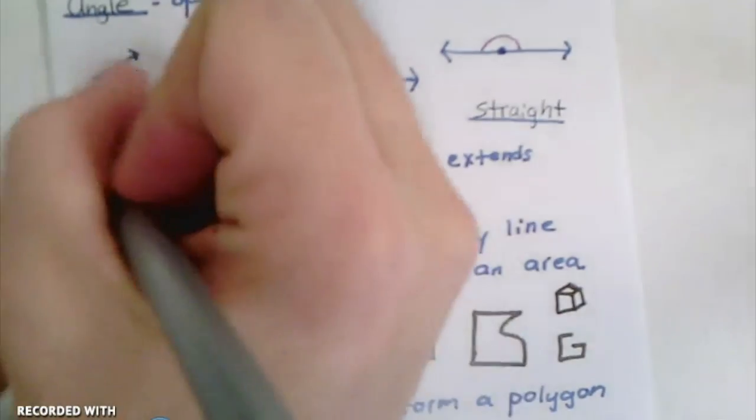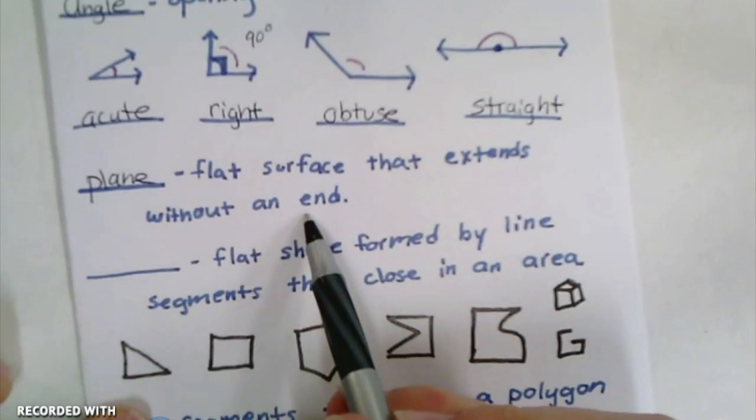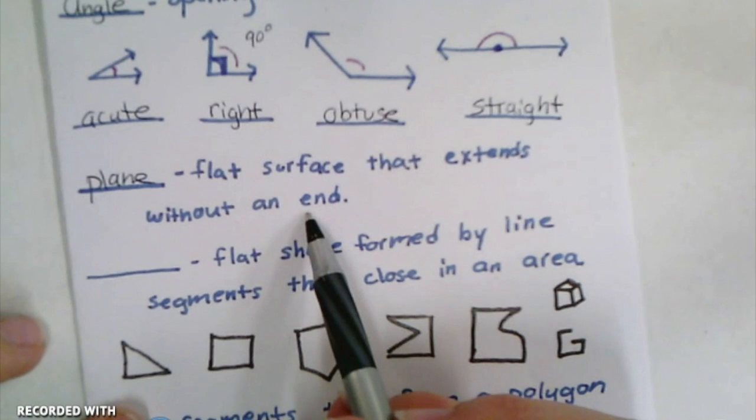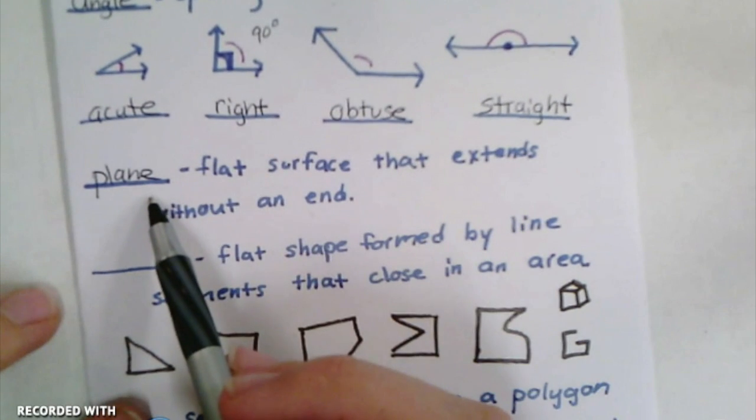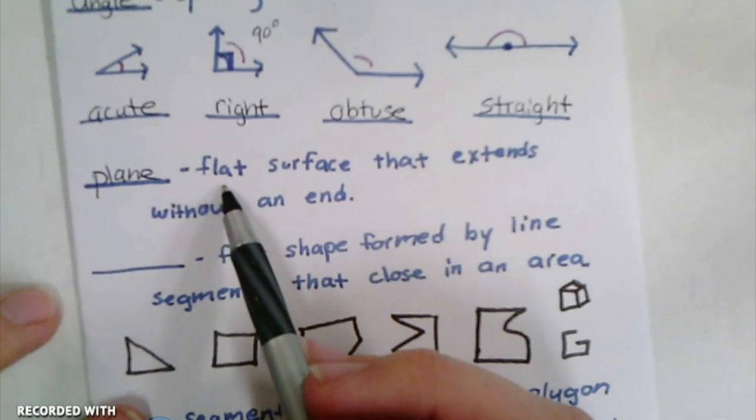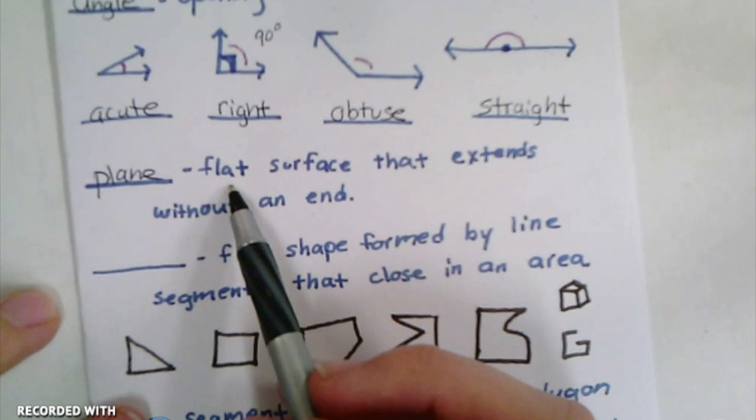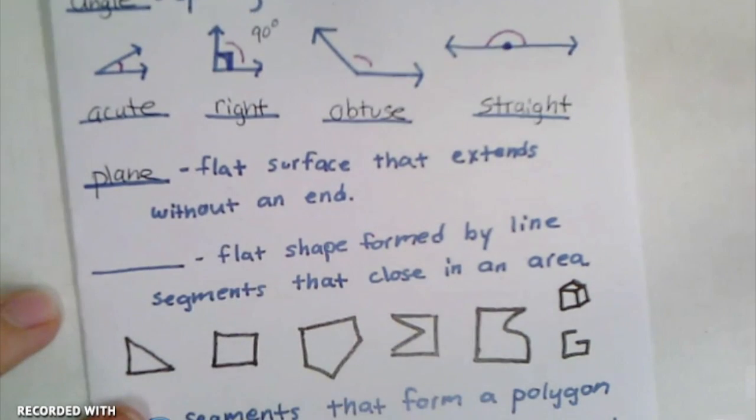A plane is a flat surface that extends without an end. It goes on forever and ever in all directions. Just like a line goes on forever in all directions, a plane goes on in all directions, but it's a flat surface, like the floor is a plane, although this floor does end at a certain point.